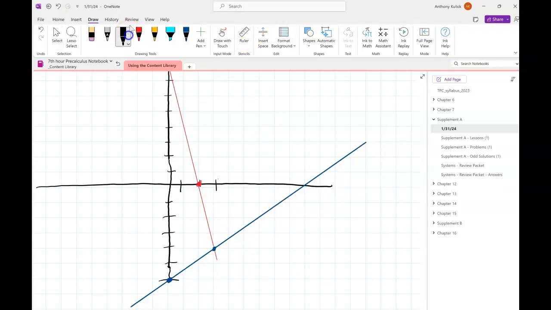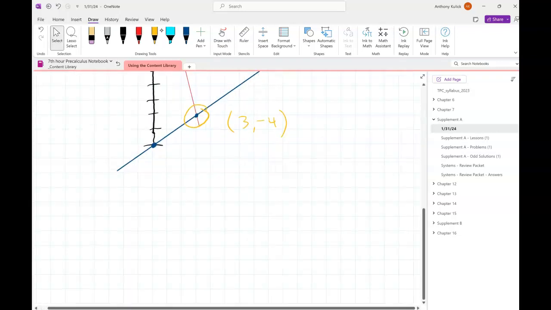And what does it appear that my solution is? Looks like that, right? What's that point? Can we read that? 1, 2, 3, 4. About 3, negative 4. Everybody's okay with that? Let's check now.